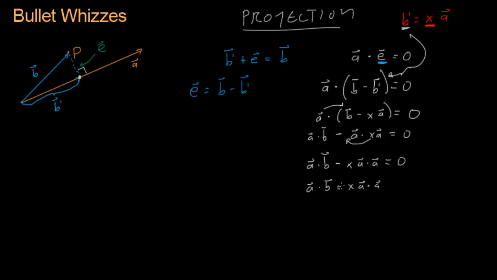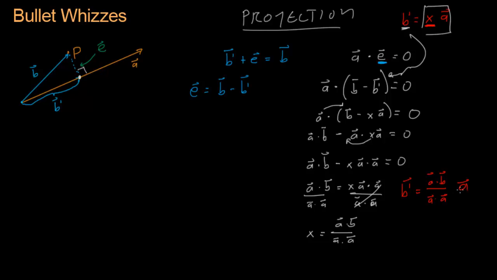And there's only one thing left to do now, which is we almost have x alone. If we divide both sides by a dot a, then these a dot a's cancel out, and you get x equals a dot b over a dot a. Cool. Now we can take this x and substitute it into our original equation up here, remember? And that will give us b prime equals a dot b over a dot a times a. So that is the equation for projecting b onto a. A dot b over a dot a times a.